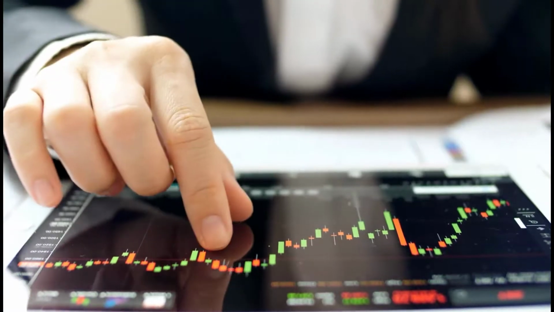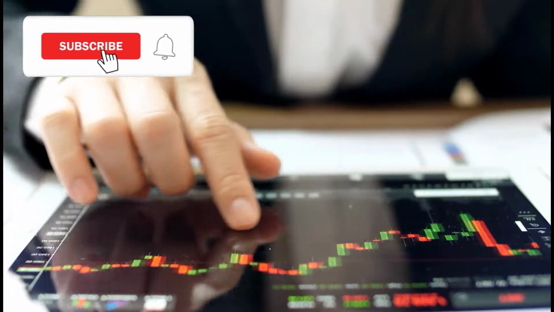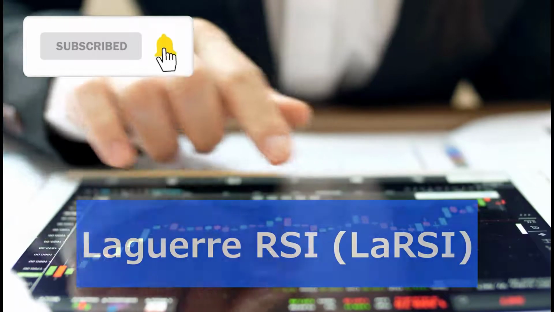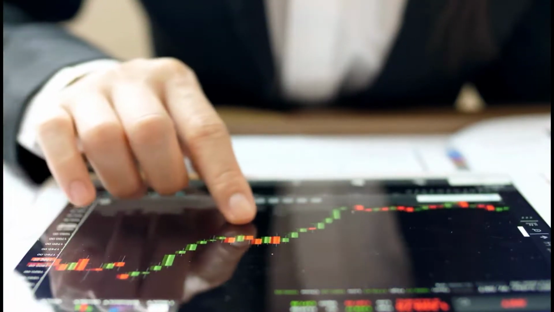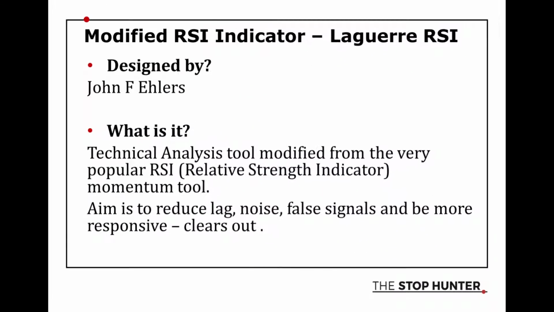Right, I've got a new technical analysis indicator for you called the Laguerre RSI. Is it any good? Can it make us any money? Well, let's find out. So what is the Laguerre RSI?